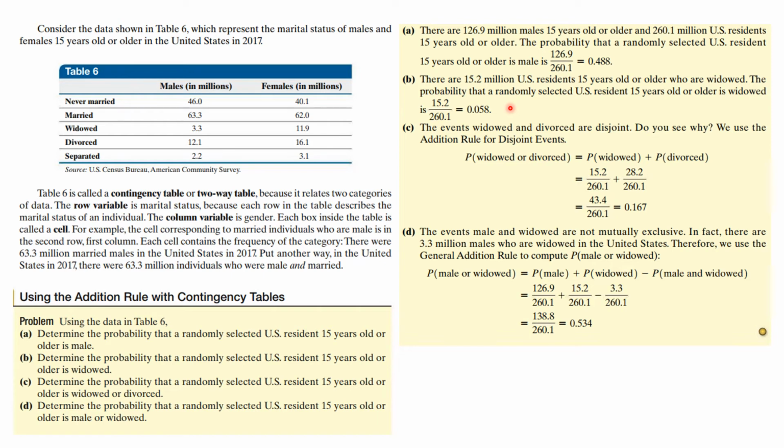Now, let's look at another one. Determine the probability that someone randomly selected from this table is widowed or divorced. Now, widowed or divorced.